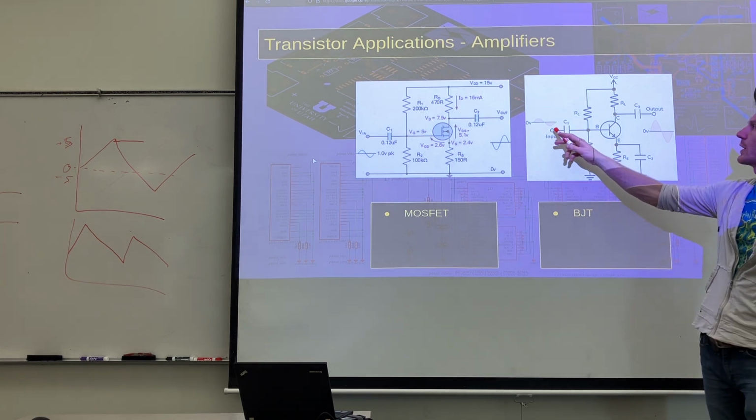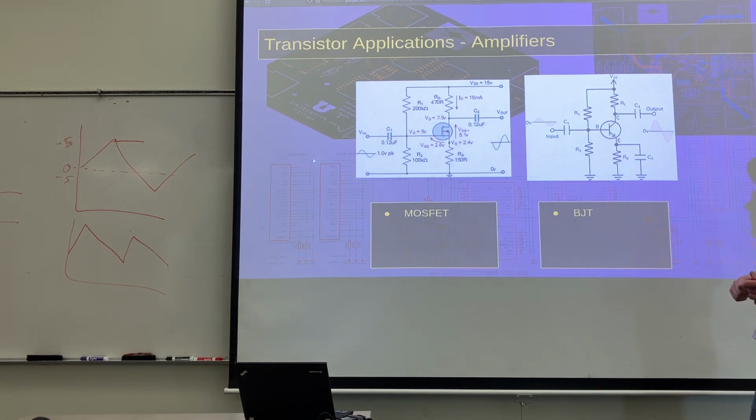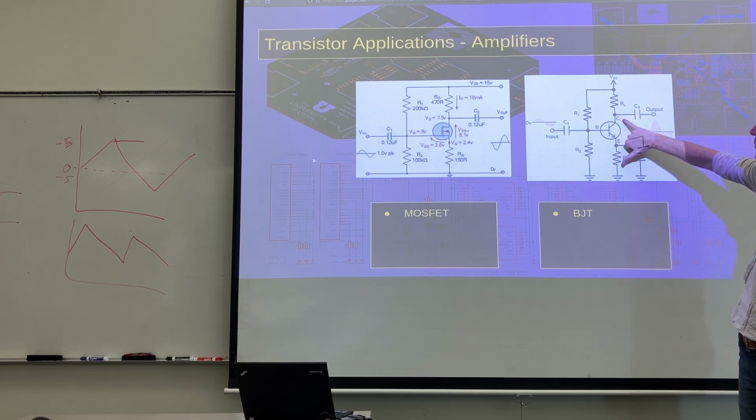So with this one, this is an NPN type. Basically, the more you open this, the more current is going through it, so the higher voltage is sensed here.